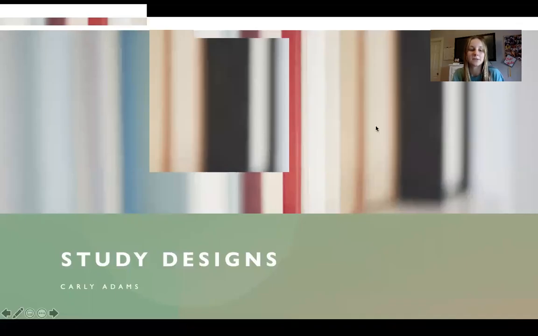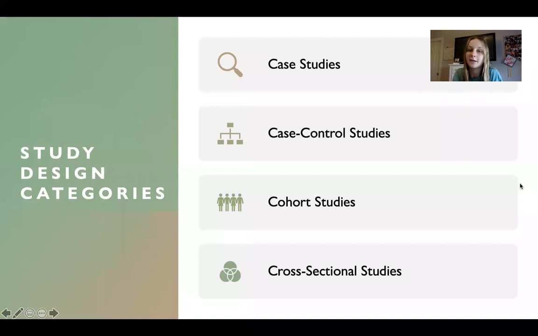Hi, my name is Carly Adams, and one thing I struggled with this semester was study designs, specifically the ones that start with C. Not only do they sound the same, but also once you dive deeper into them, some of them conduct research in similar ways. So I'm going to be differentiating between these study designs.